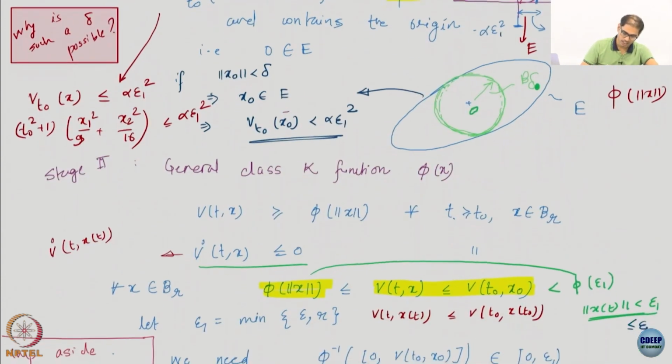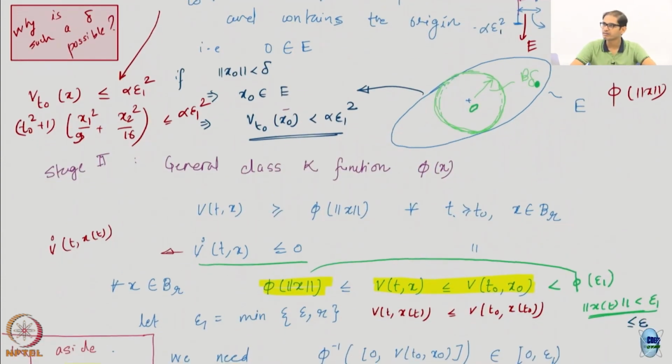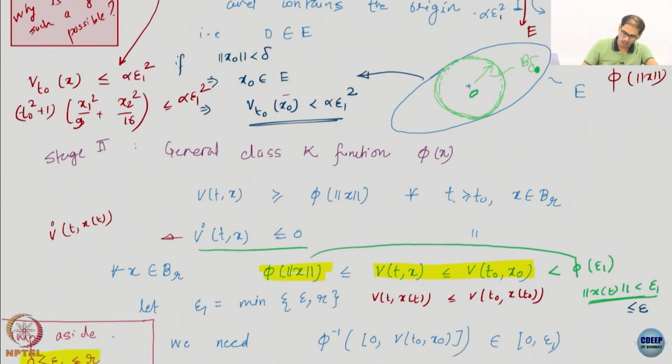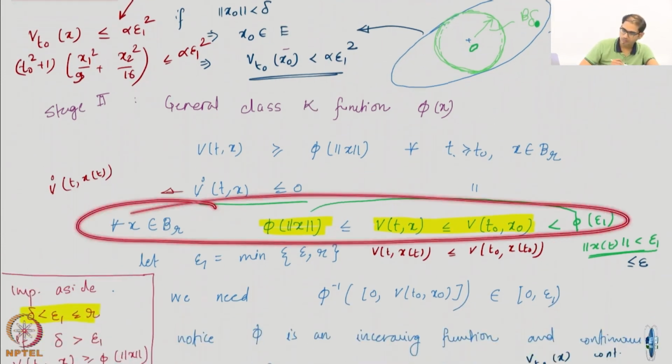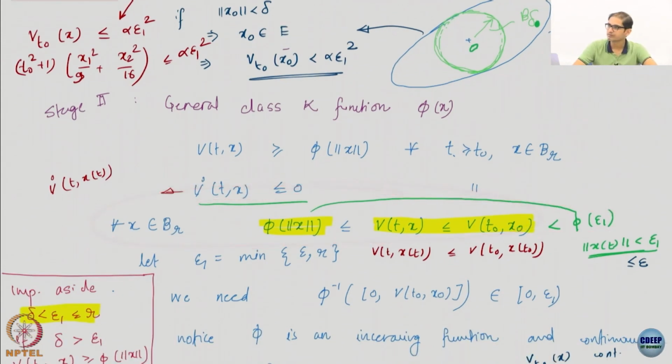So I restate everything. I have V(t,x) greater than or equal to phi of norm of x, for all t greater than or equal to 0 and for all x in B_r. And I also have V dot to be semi definite, again under these assumptions. So I write the same kind of statement. This is the same kind of statement that I wrote, that there is a lower bound phi of norm of x, which is this. Basically I am rewriting this here, and then I have an upper bound, this guy. This is just coming from my semi definiteness condition.